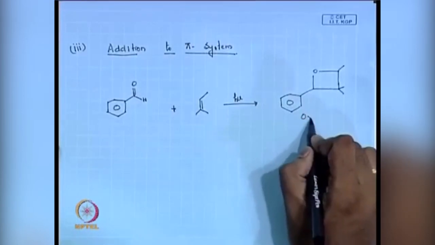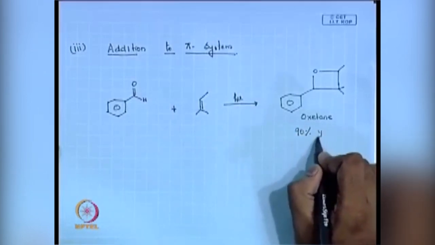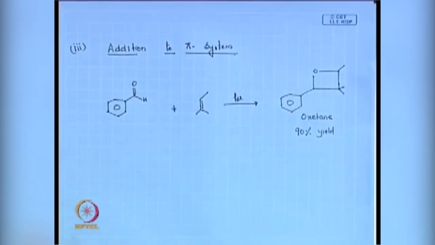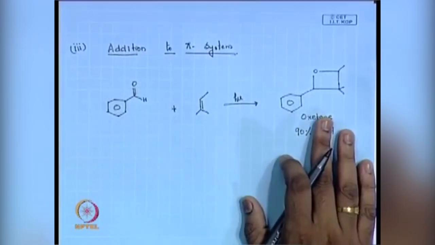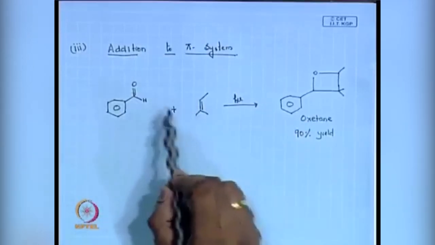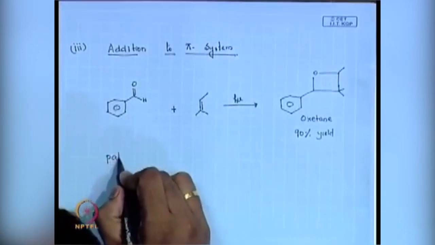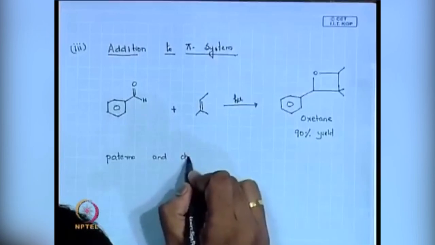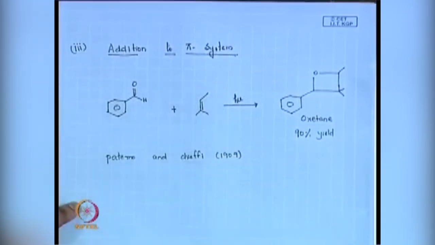You can call this oxetane, and the yield of this reaction was 90%. Just you take a benzaldehyde, you take an alkene, it gave you this product oxetane. Looks like a sort of 2+2 addition of your carbonyl and alkene, right, if you plainly look like that. This reaction was first done by, I think, Paterno and Chiffy, in the year 1909, if someone is interested in knowing this. He is the guy who first observed.